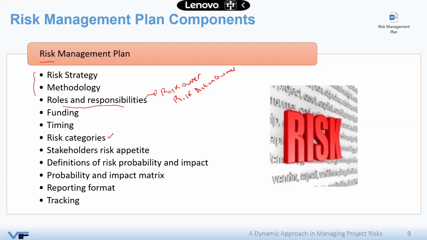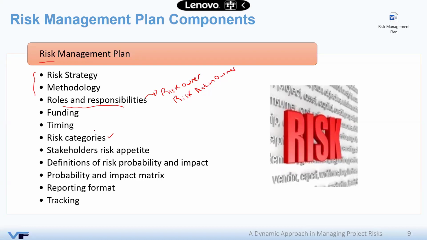So this is important because at a later stage, we might develop one strategy to handle a risk category, or we might think to outsource a risk category and transfer the risk to an insurance company or a contractor or a vendor. So it's very important to understand how to categorize your risks.